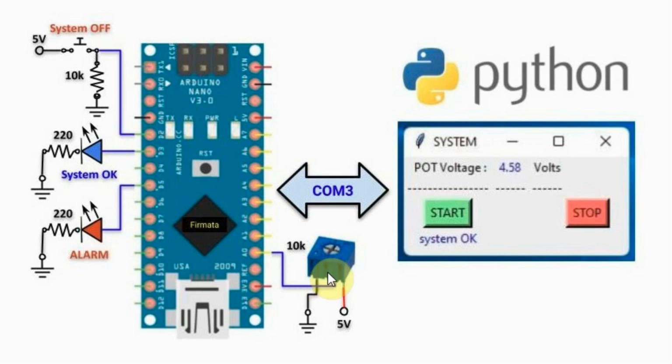There are two options to turn off the system. Either the user on the software side clicks on the stop button to turn off the system, or on the hardware side, the user presses the system off button to turn off the system.